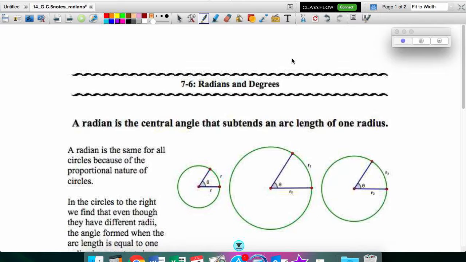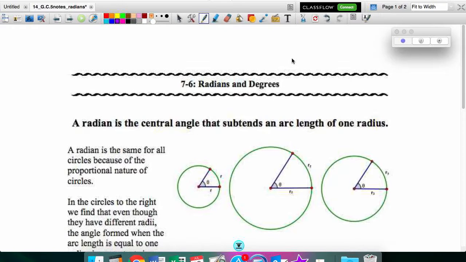7.6 Radians and degrees. When you're trying to measure a length, you could actually use a variety of units. You could use inches, feet, meters, centimeters, miles, whatever. Also, with temperature, you could use degrees Celsius or degrees Fahrenheit. Well, just like this, we can measure an angle in a different unit.